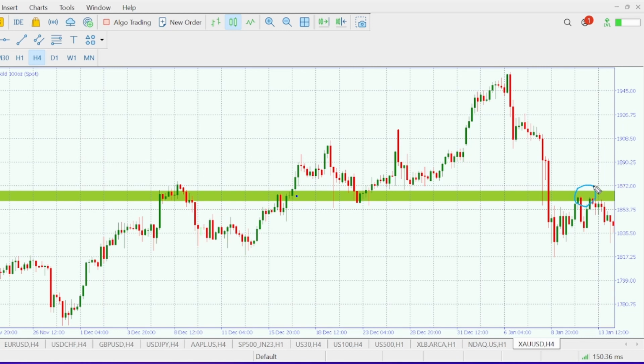This is resistance here, that was support here, and also resistance here. Let's draw trend lines.